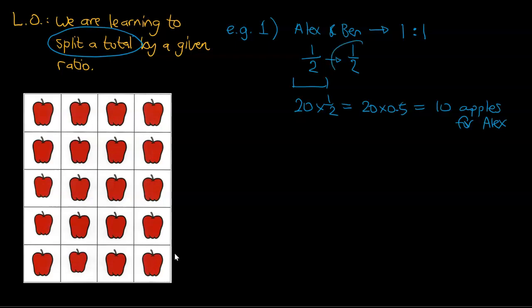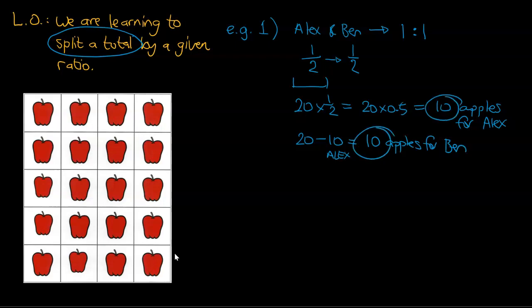This time around, even though we've got Ben's fraction, we don't actually need to use it. What we're going to do is 20 apples minus the 10 apples, which don't forget we gave to Alex. The leftover amount is going to be Ben's portion, and that's 10 apples for Ben. And this makes sense. Both of them are getting 10 apples, and we said at the beginning they're splitting it evenly. They both should be getting the same amount of apples.